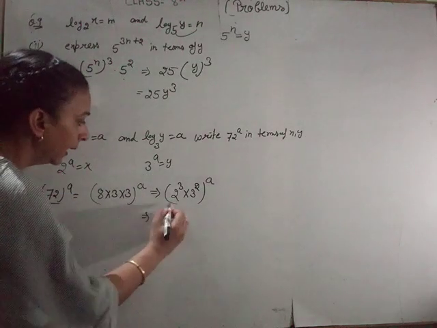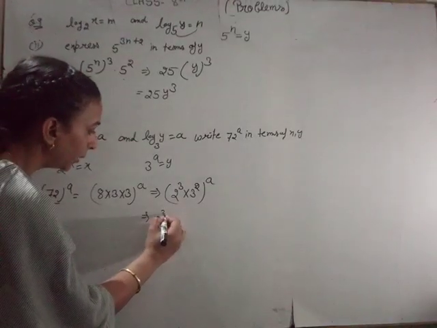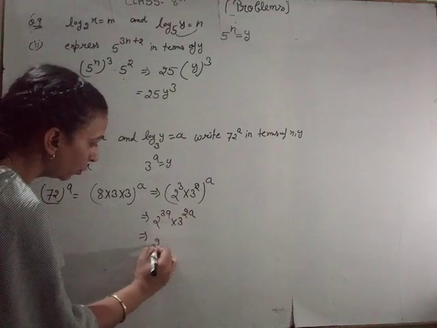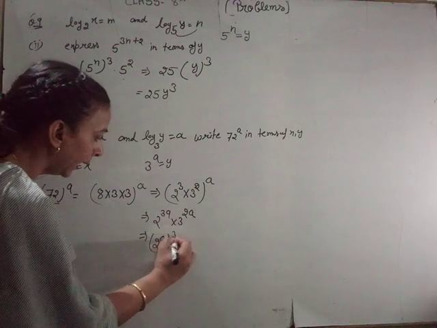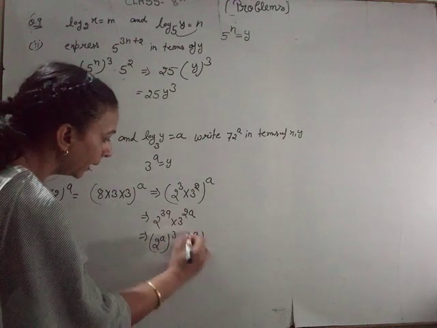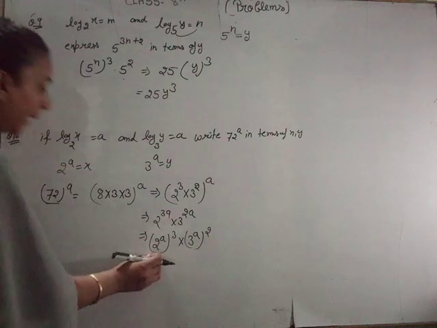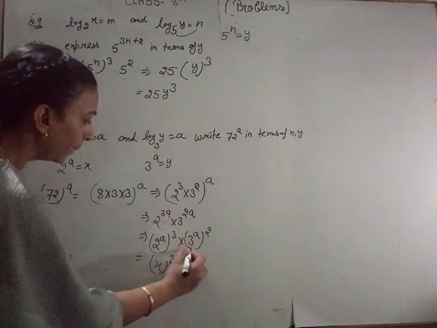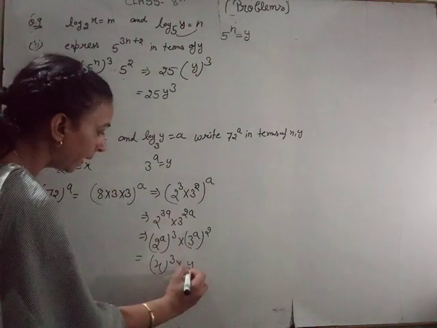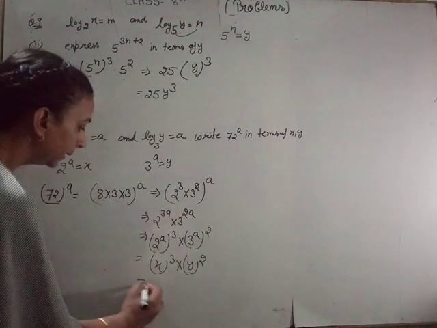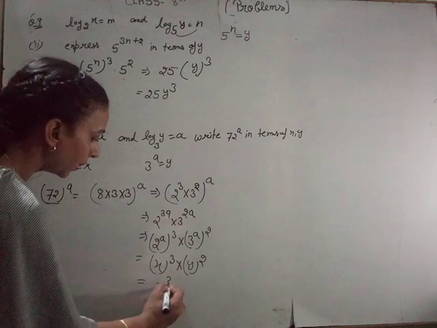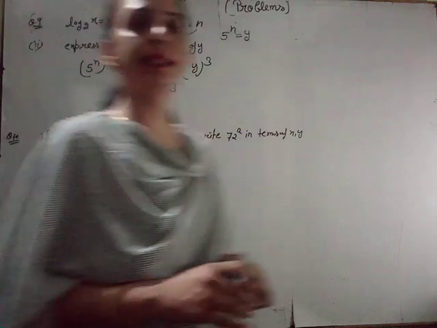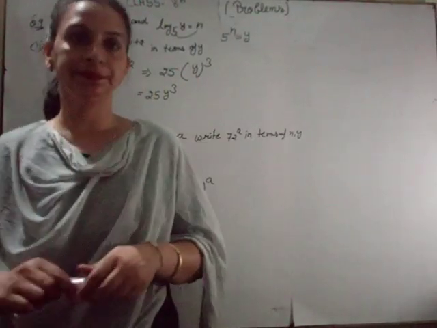First we write this as 2 raised to the power 3a, 3 raised to the power 2a. Again we write this as 2 raised to the power a, all to the power 3, and 3 raised to the power a, all to the power 2. Okay student, in place of 2 to the power a we put x, so x raised to the power 3, and in place of 3 to the power a we put y, so y raised to the power 2. Then the complete answer is x raised to the power 3 and y raised to the power 2. Okay student, this is question number 10. Next I will take the next questions, 11 and 12.